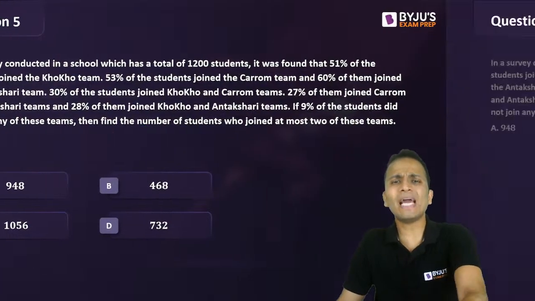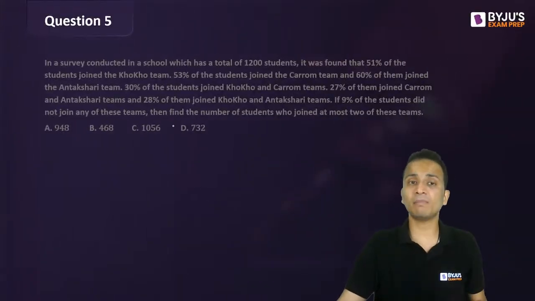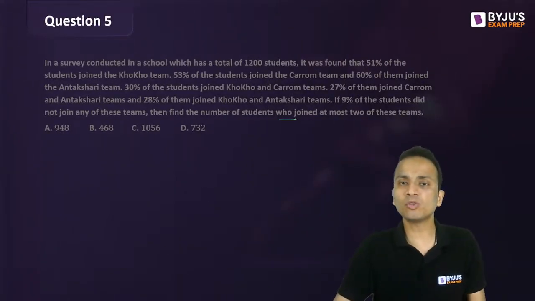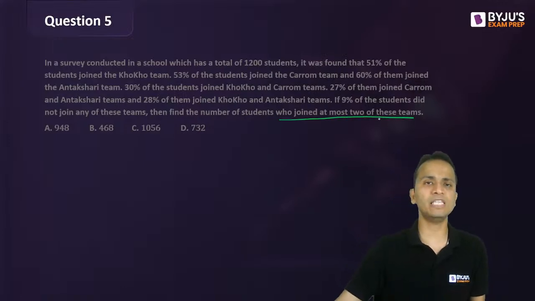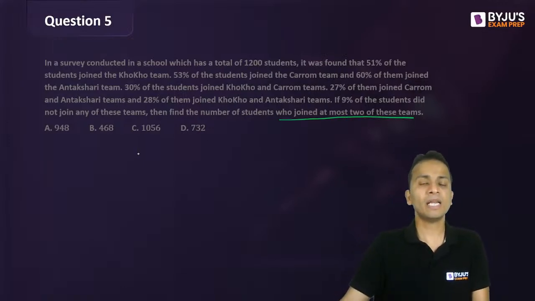Now let's see what do we actually have to calculate. ये चीज समझ में आनी चाहिए. Then find the number of students who joined at most two of these teams. At most two. Now at most two means two or less than two. Okay.